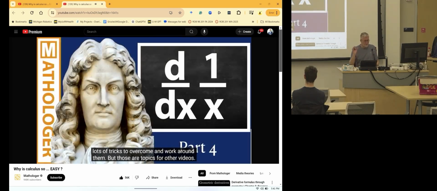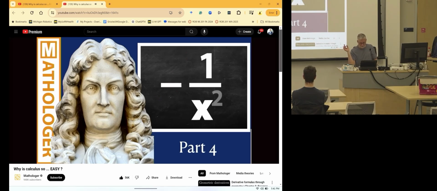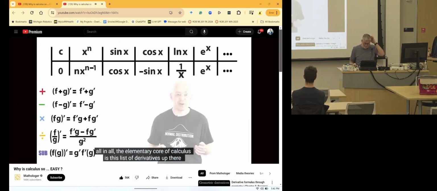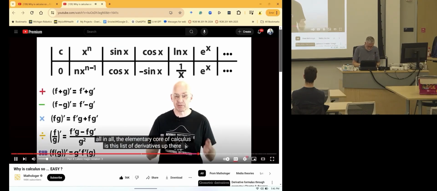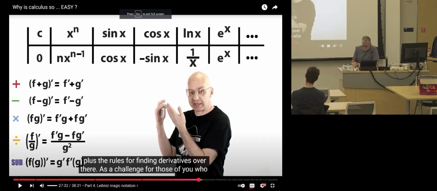Okay, so that's a bust of Leibniz, okay? That's the dude Leibniz who has the df by dx notation. All in all, the elementary core of calculus is this list of derivatives up there, plus the rules for finding them. Okay, so this is that table of all the derivatives that engineers need to know. And then these are the rules written underneath it. So let me go to full screen here, make it easier.